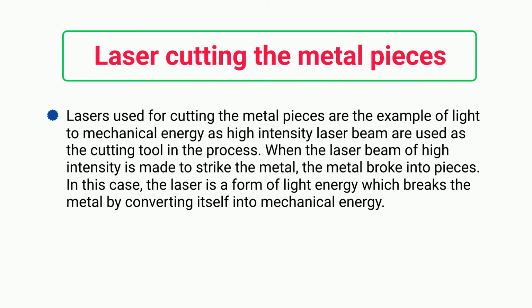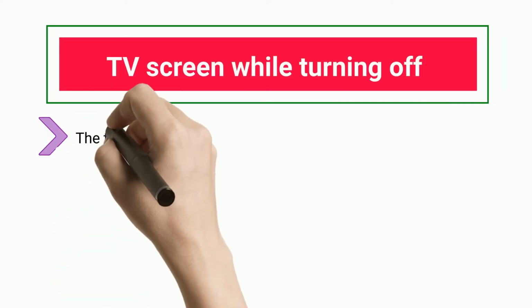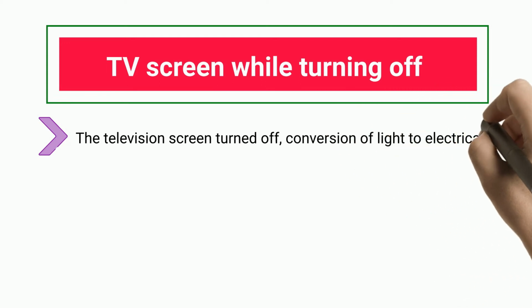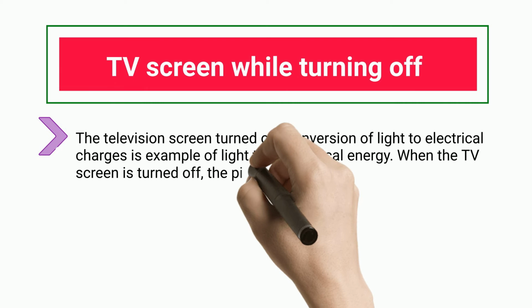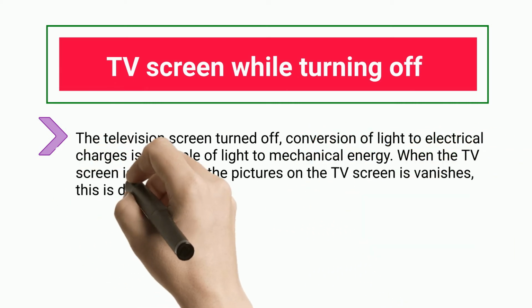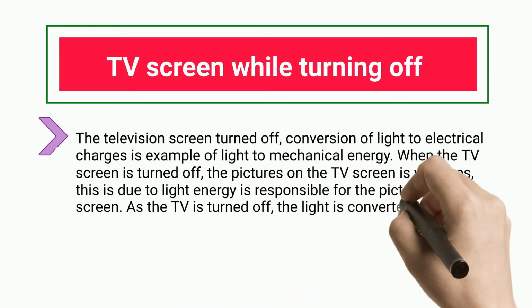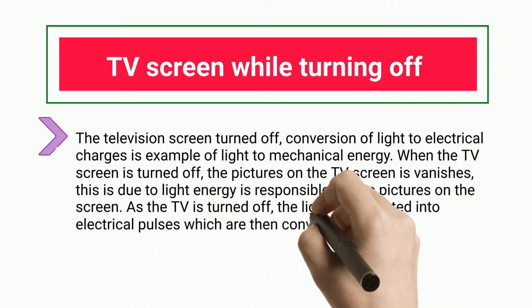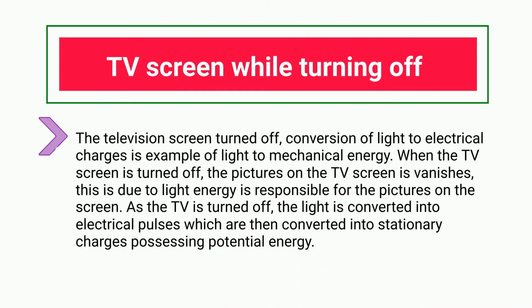energy. TV screen while turning off. When the television screen is turned off, the conversion of light to electrical charges is an example of light to mechanical energy. When the TV screen is turned off, the pictures on the screen vanish. This is because light energy is responsible for the pictures on the screen. As the TV is turned off, the light is converted into electrical pulses which are then converted into stationary charges possessing potential energy.